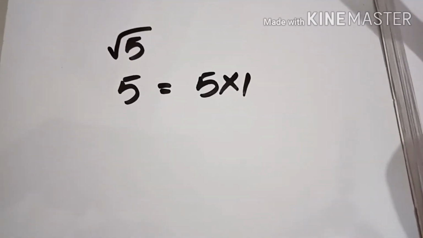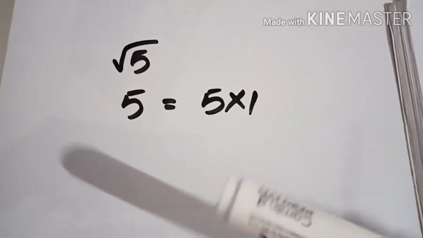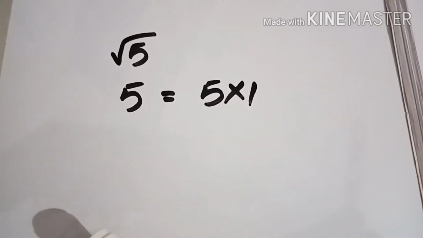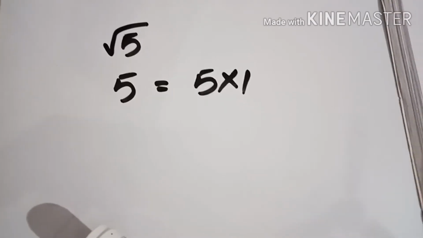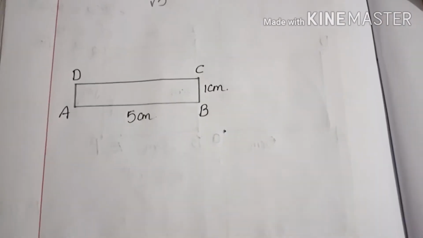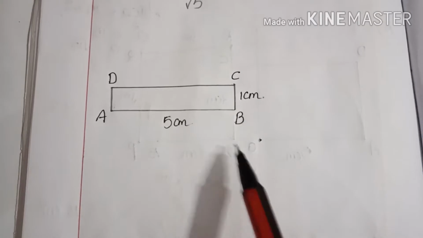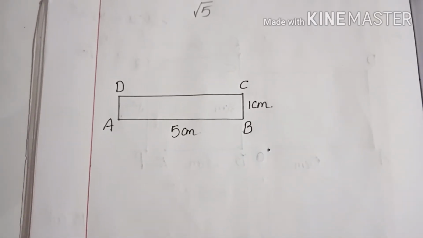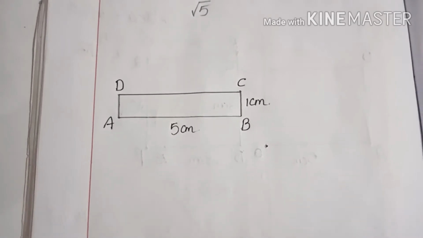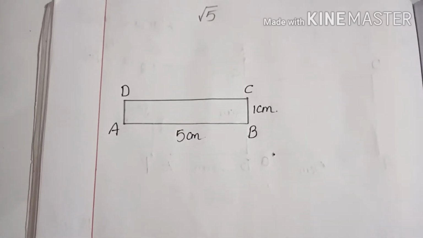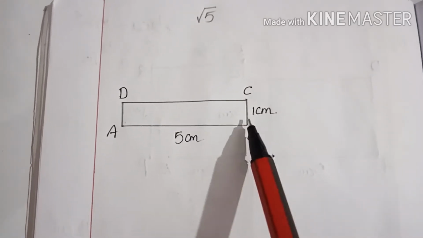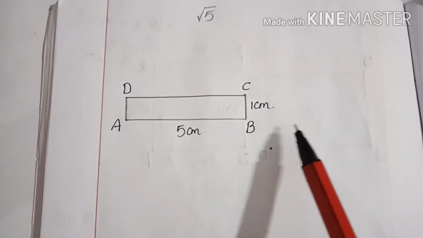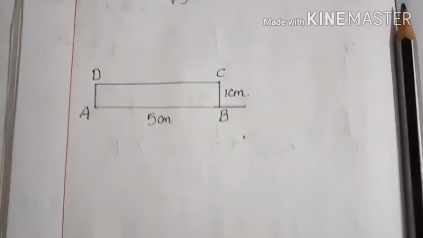First of all, draw a rectangle with length 5 centimeter and height 1 centimeter. This is a rectangle with length 5 centimeter and height 1 centimeter. Now what was the next step? The next step is to extend the height from B, towards this side. So let's extend.